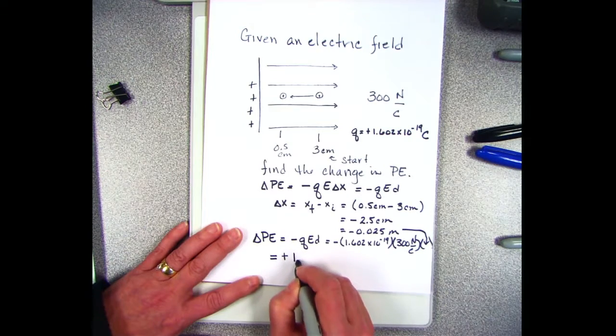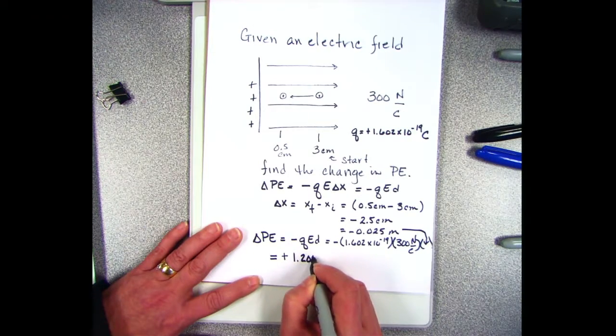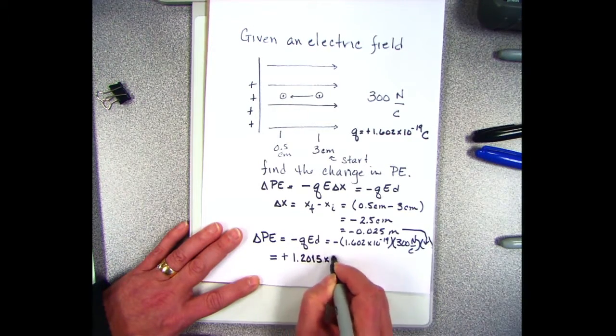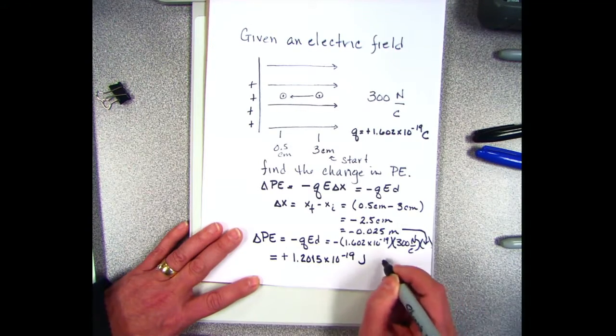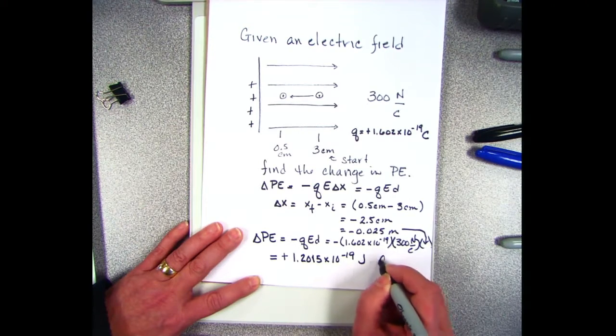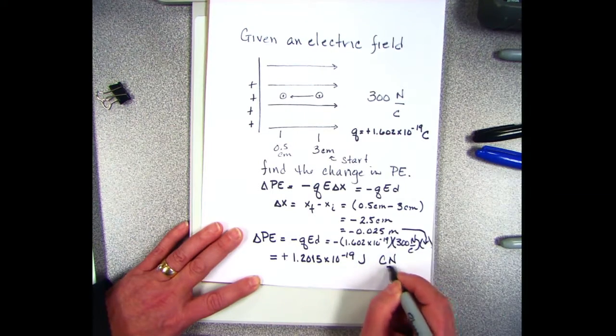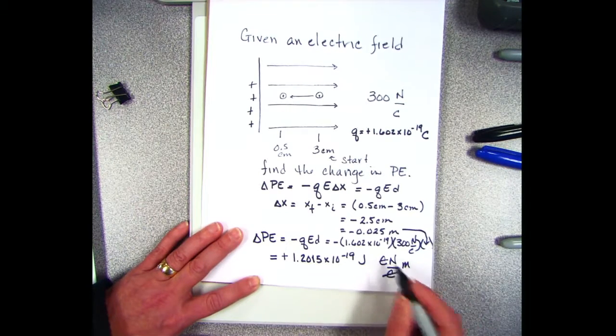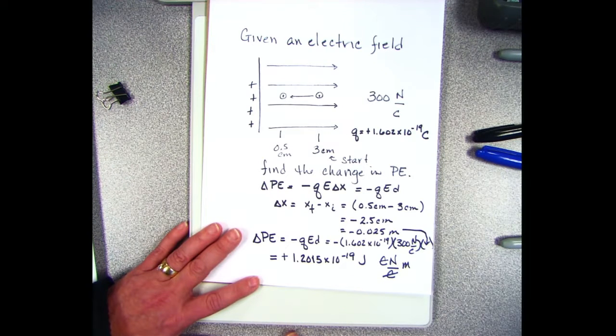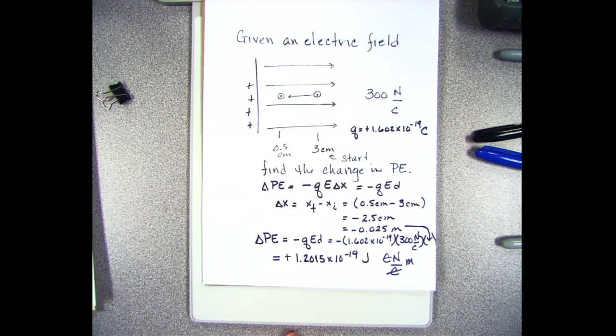So if I look at my units, charge is in coulombs, my electric field is in Newton per coulomb, and my distance is in meters. Coulombs cancel, Newton meters, and I get joules for my energy. So that gives me my change in potential energy working with that electric field. So that's one of the types of problems that you have from homework.